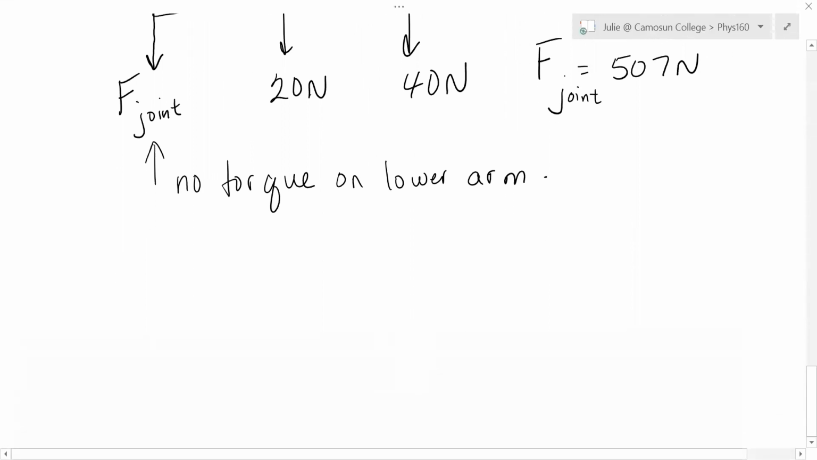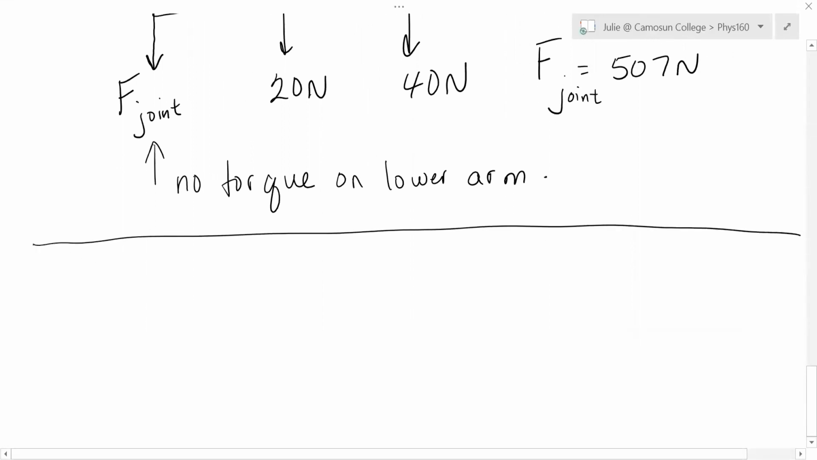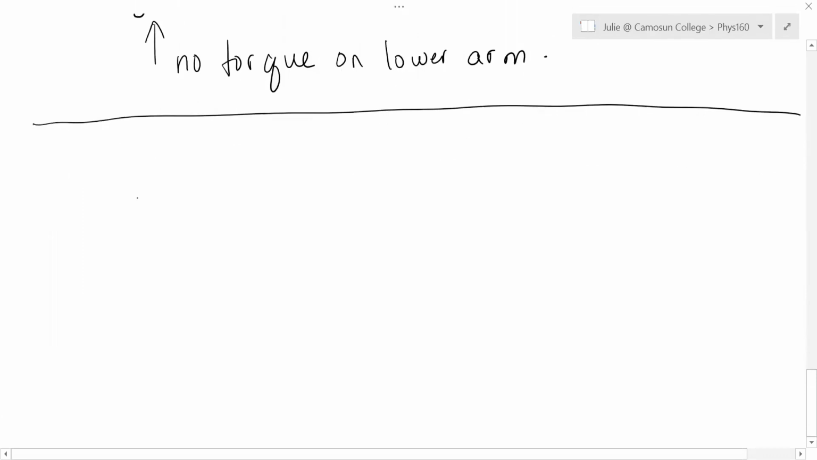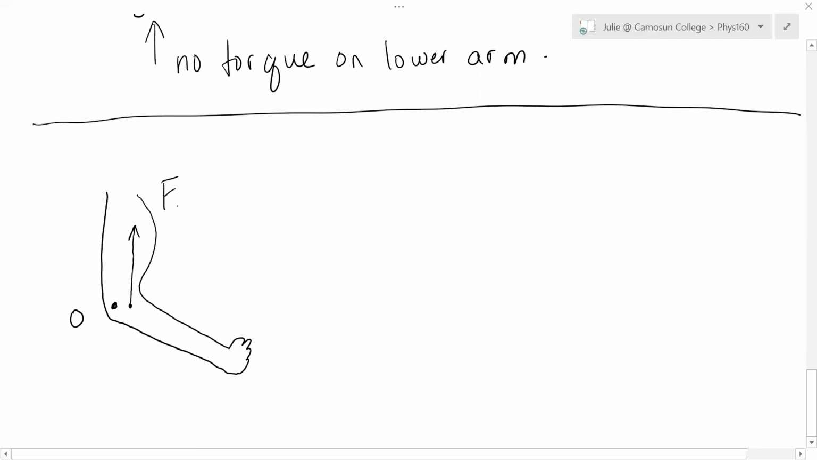Now let's just quickly do, what if I don't have my hand horizontal? And what if I just move my arm down a little bit like this? Now, we'll still have the bicep muscle go straight up. Sometimes, I mean, it doesn't really go straight up. It sort of goes at an angle, but we'll just keep it straight up for now. So there's your biceps.